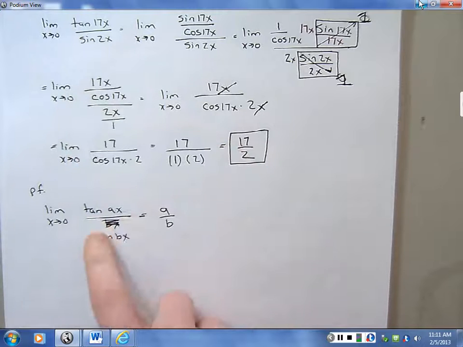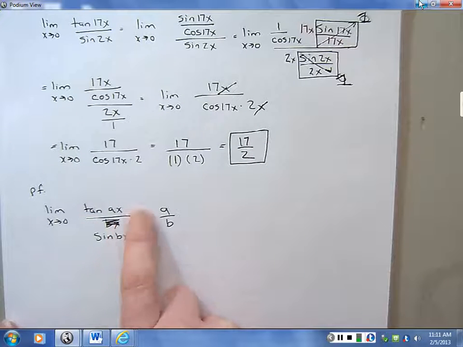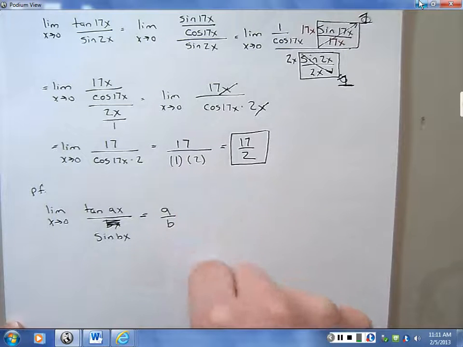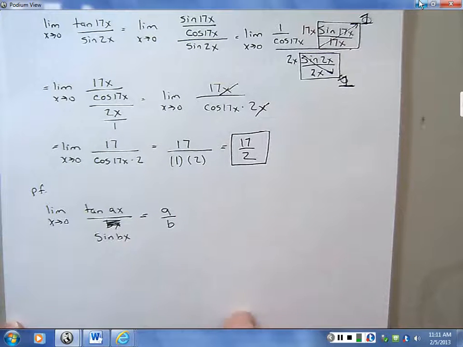I can write tangent of ax as sine of ax over cosine of ax. Pull that out, then I need to multiply top and bottom by a, and I need to multiply top and bottom of my denominator by b, go through, and then I would get everything to cancel except a over b. So showing your work's important.